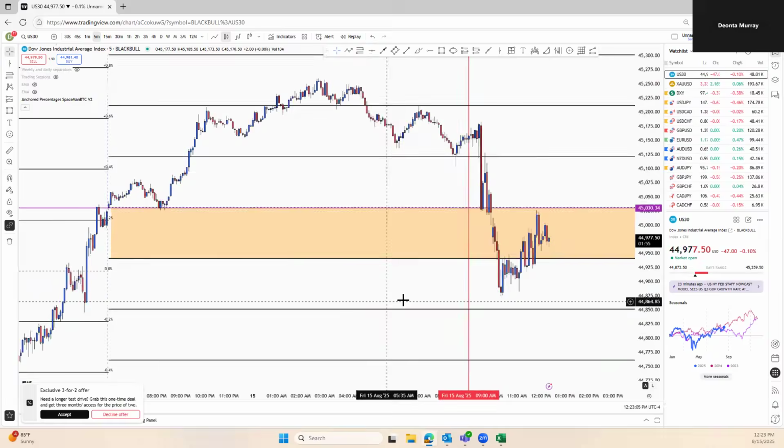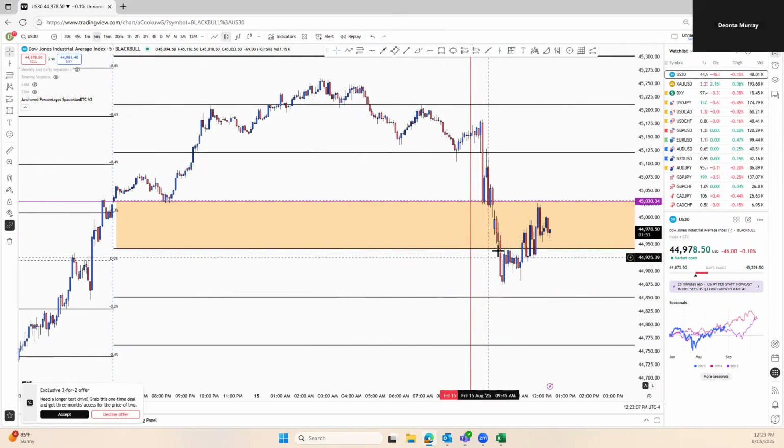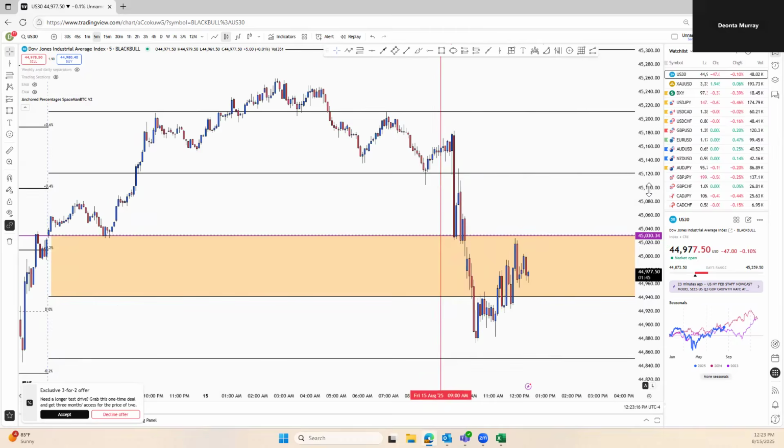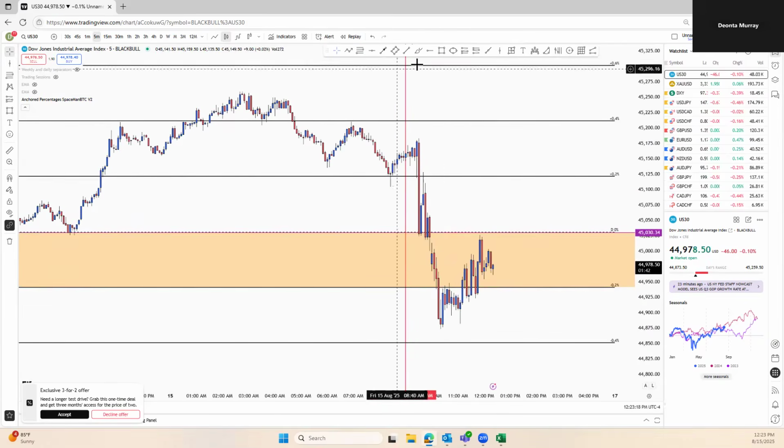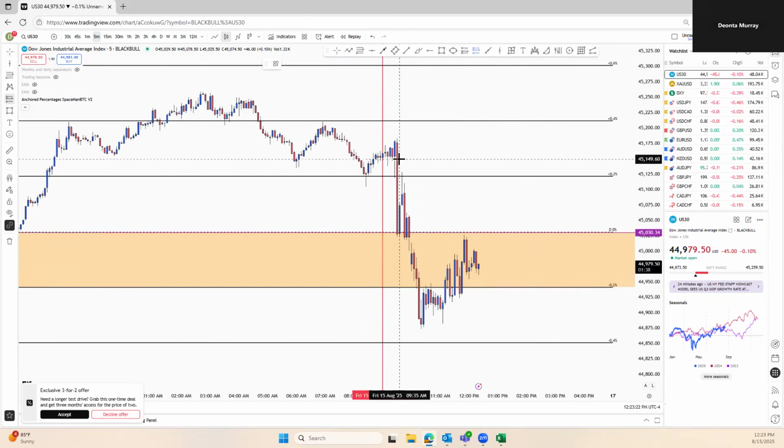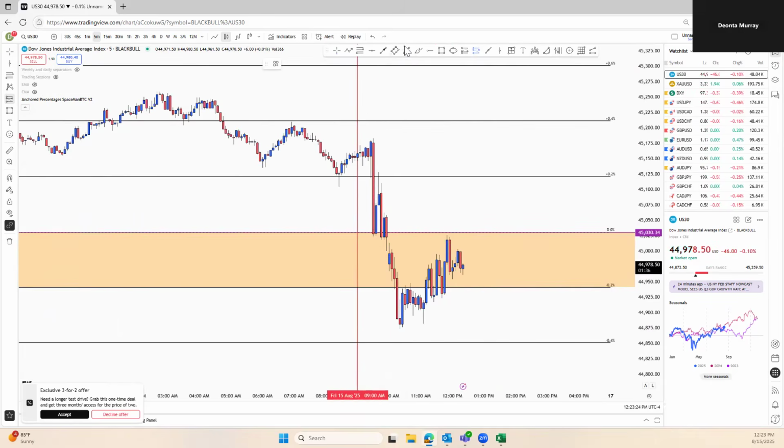So we know that we have to create some type of wick below, right? If we didn't have a wick from London and Asian, 9 o'clock or NYC might be going down, you know what I'm saying? So now all I would do is wait for the 9:30 opening. It shows this bearish movement.